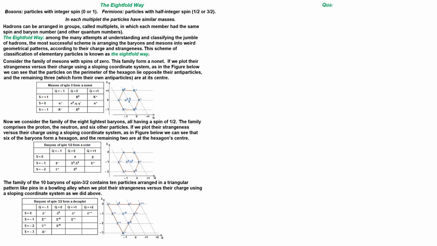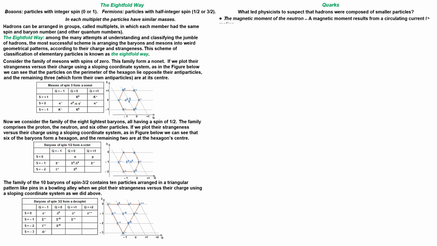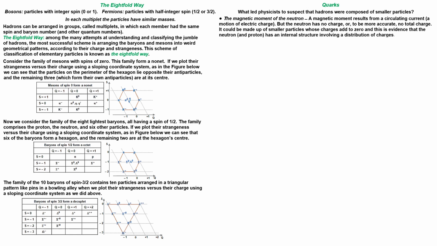Let's now discuss what led physicists to suspect that hadrons were composed of smaller particles. Early evidence of the internal structure of the nucleon was the magnetic moment of the neutron. A magnetic moment results from a circulating current, a motion of electric charge, but the neutron has no charge, or to be more accurate, no total charge. It could be made up of smaller particles whose charges add to zero, and this is evidence that the neutron has an internal structure involving a distribution of charges.